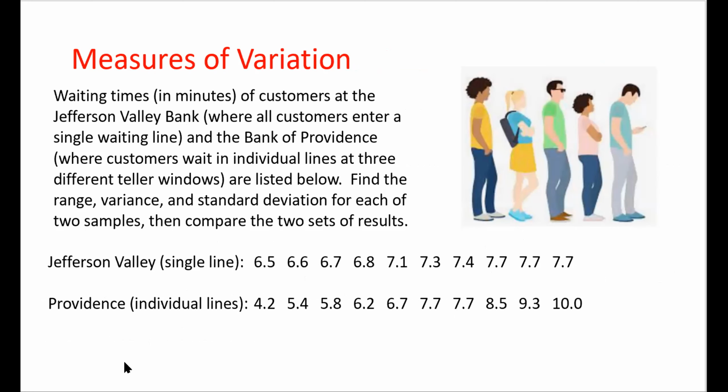I would like you to practice what you learned, and here's a problem for you to practice. Below you have two data sets, and those are waiting times in minutes of customers at the Jefferson Valley Bank, where all customers enter a single waiting line, and the Bank of Providence, where customers wait in individual lines at 3 different teller windows. Find the range, variance, and standard deviation for each of the 2 samples, and then compare the 2 sets of results.